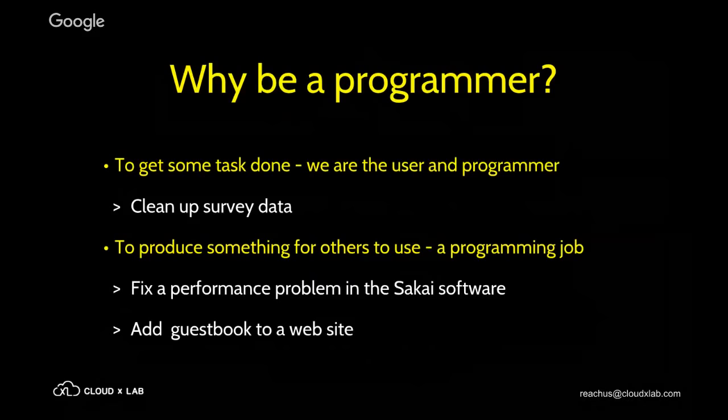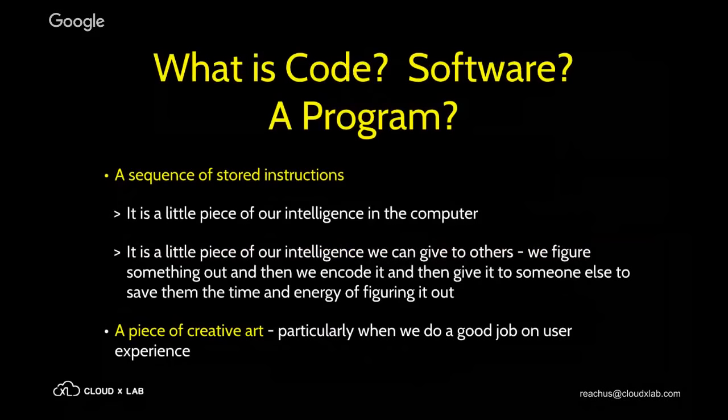To get some tasks done, to produce something for others to use, and so on. And what is code? A software, a program. Code is nothing but a sequence of stored instructions. It's a little piece of our intelligence in the code. So the code is your expression of thought. It's a little piece of our intelligence we can give to others.